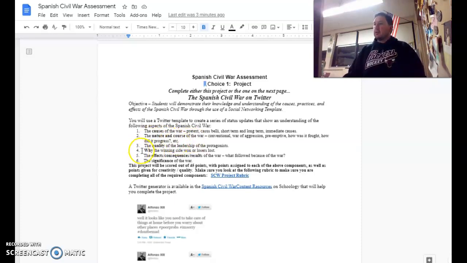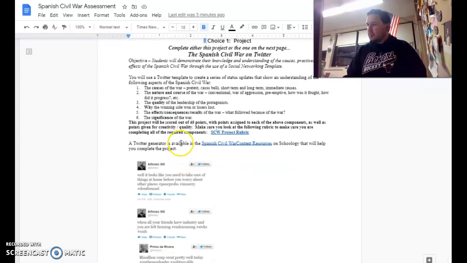The third thing, the quality of the leadership of the protagonists. Fourth, why the winners won or why the losers lost. Fifth, the effects and consequences of the war. And then sixth, the overall significance, not just in Spain, but as the fascists win, what is the significance for the rest of Europe? This is a 45-point project. Points are going to be assigned for each of those components, as well as creativity and quality.